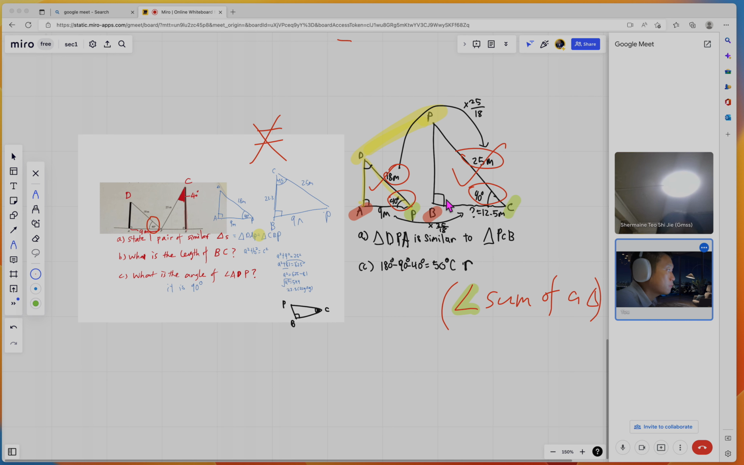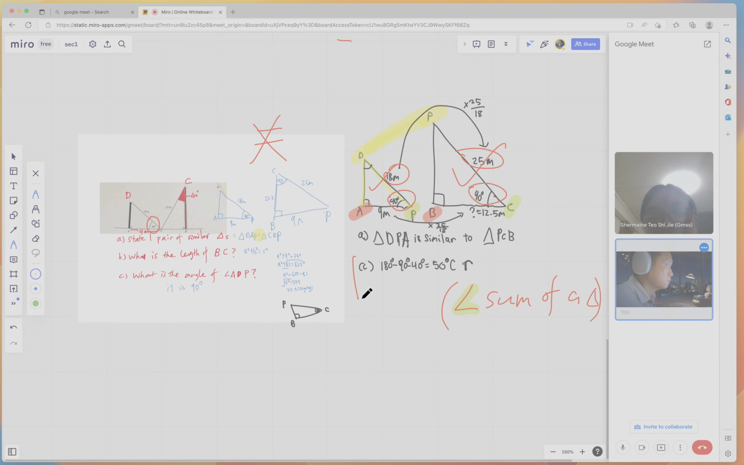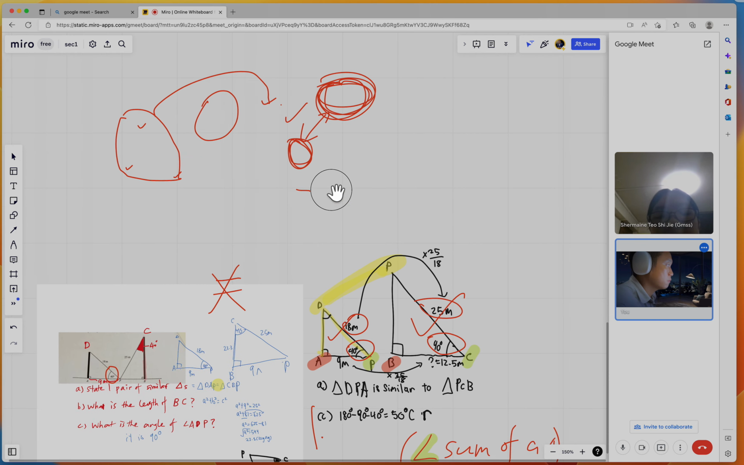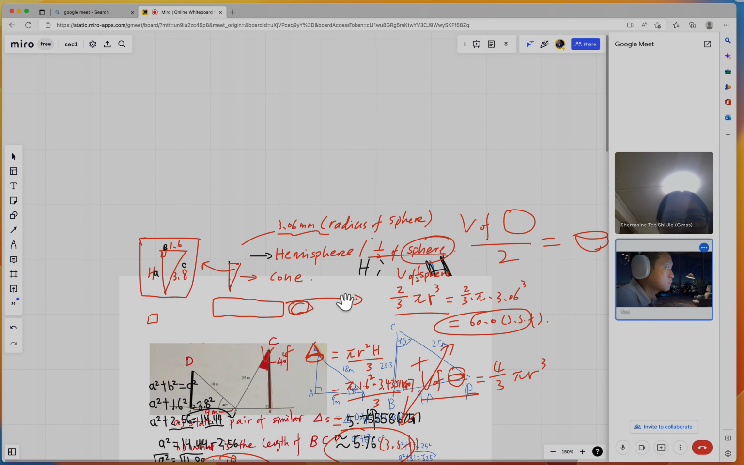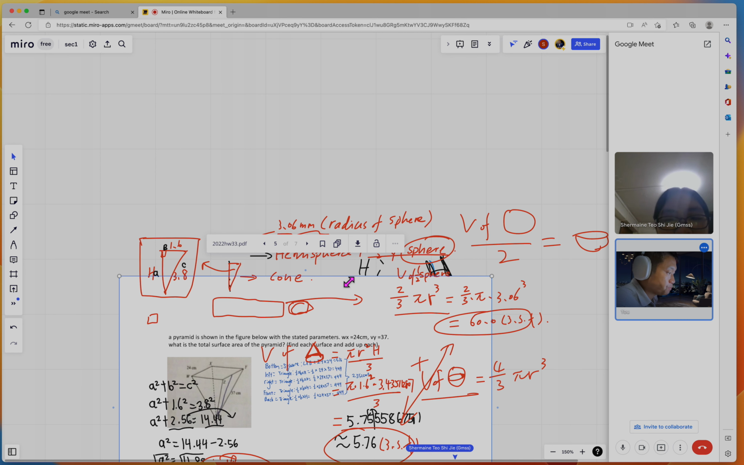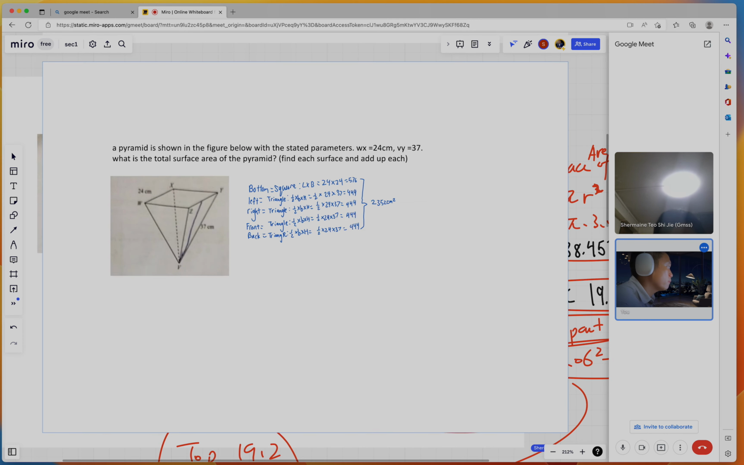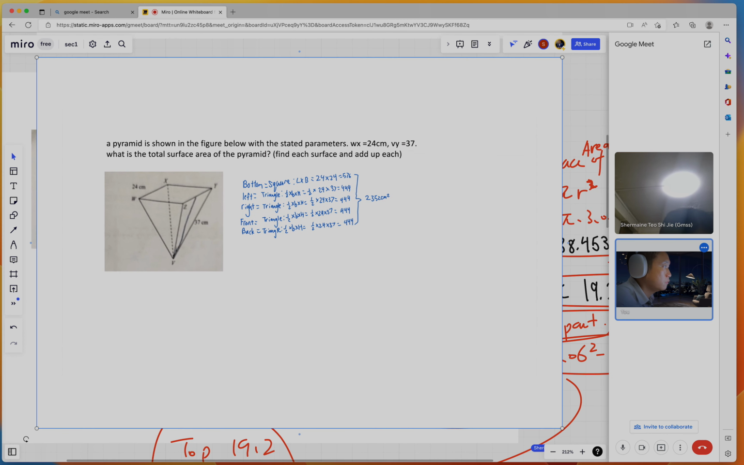Right? Yeah. Okay, good. Next, let me just get another page. By the way, if later my camera goes off, just ignore the camera.